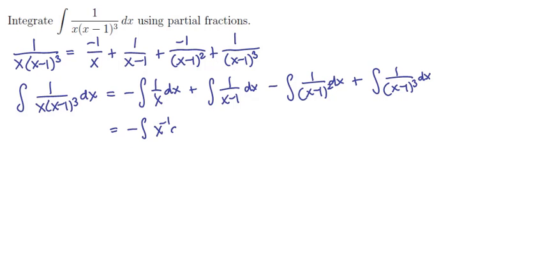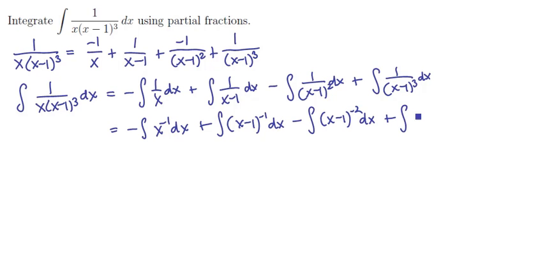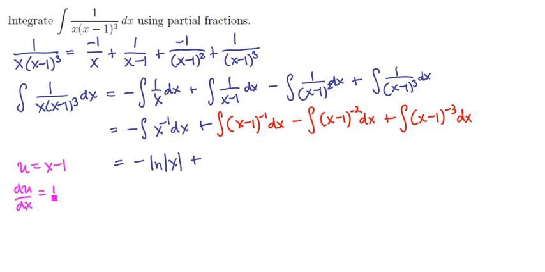So let's prep this. We have negative the integral of x to the minus 1 dx plus the integral of x minus 1 to the minus 1 dx minus the integral of x minus 1 to the minus 2 dx plus the integral of x minus 1 to the minus 3 dx. The first integral is easy. That's just negative ln of the absolute value of x. All of the other ones are going to require the same substitution. u equals x minus 1, so we're going to get that du is equal to dx using the usual trick.